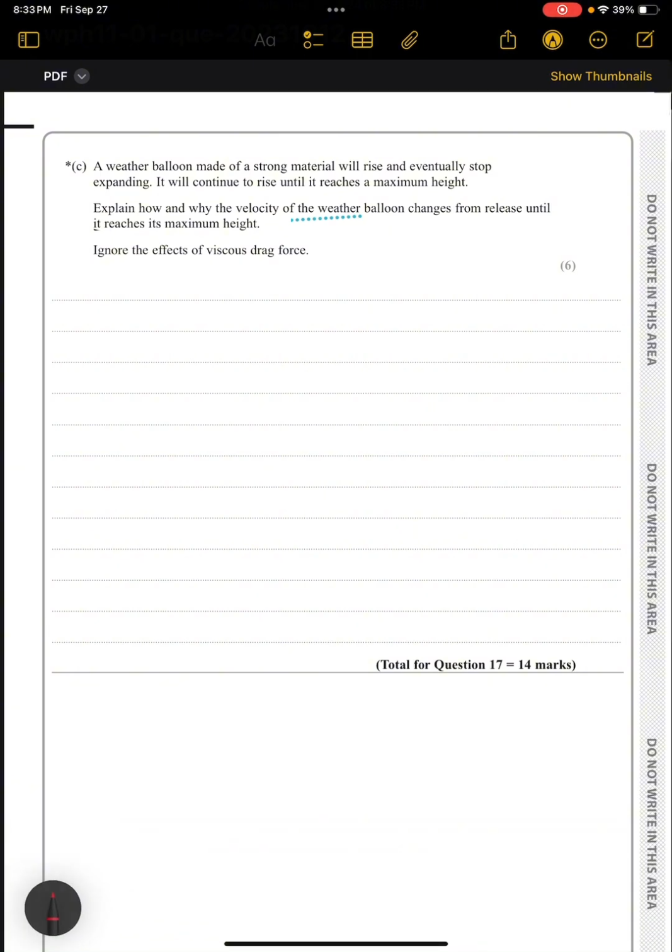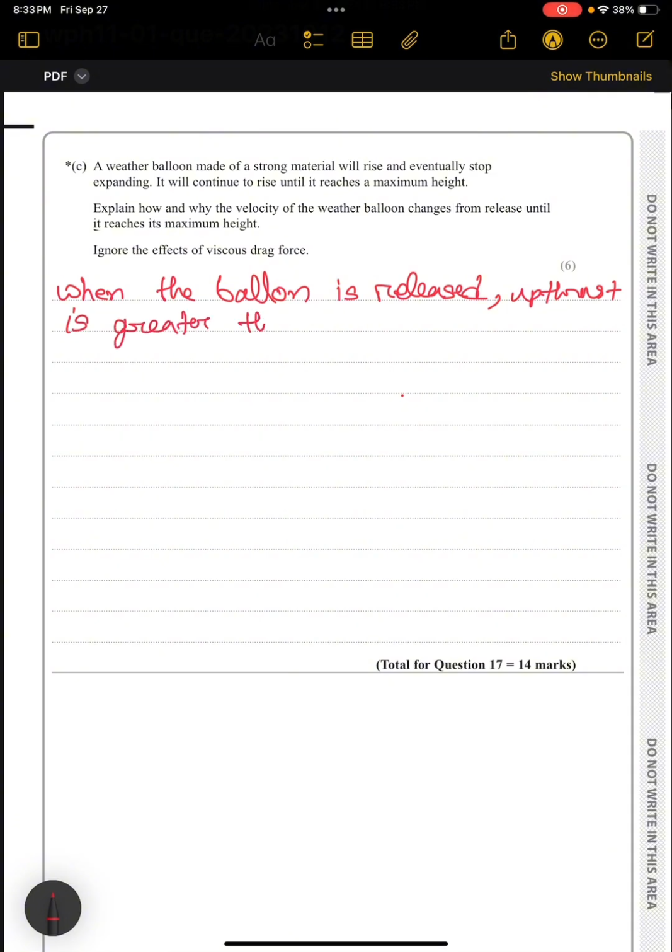Okay, the first point that we are going to mention is: when the balloon is released, the upthrust is greater than the weight. This is our point number 1. We have to mention 6 points.